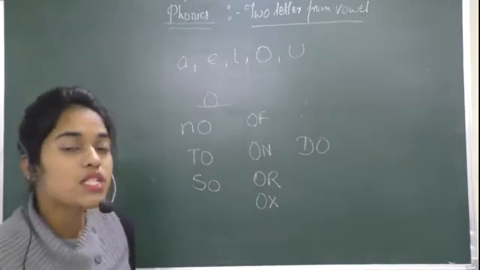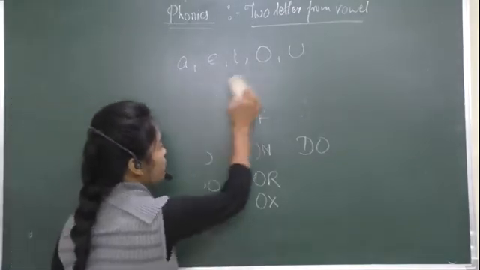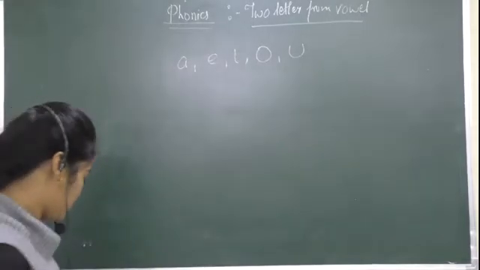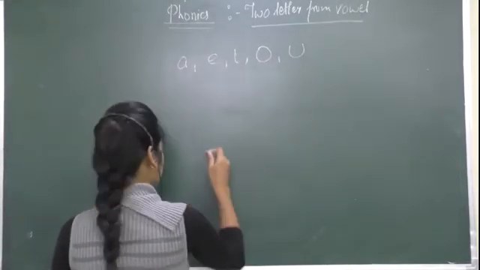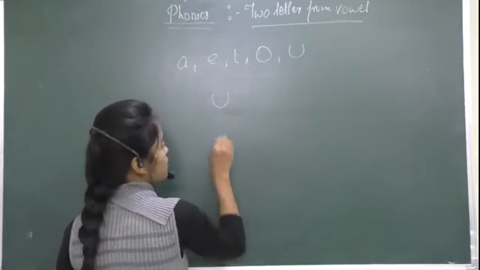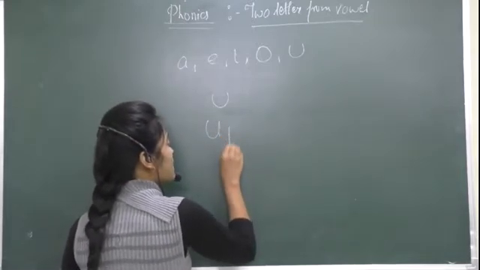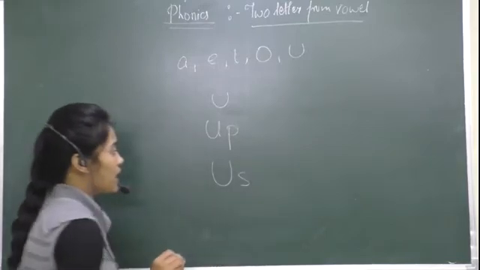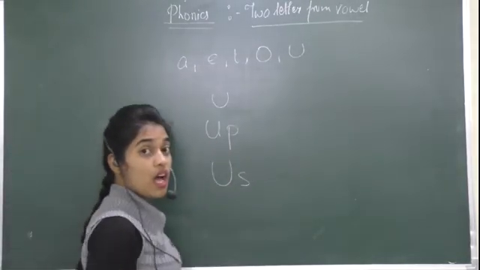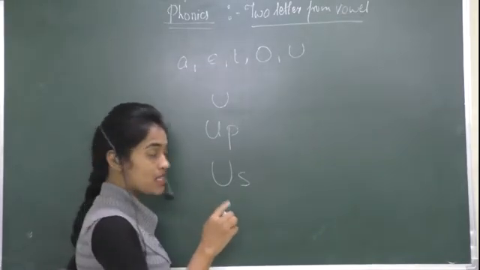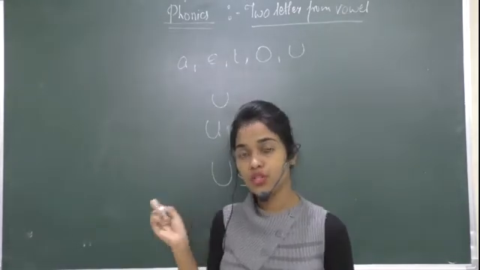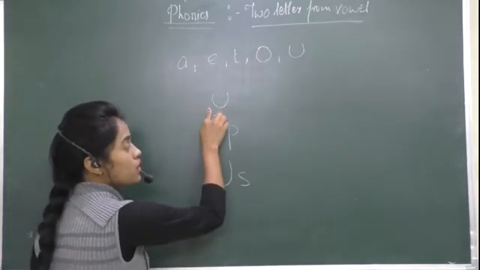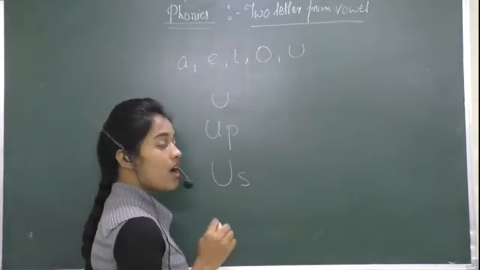Our next vowel is U. What words can I make with U? U as in up, U as in us. U-P, up. U-S, us. So the words I made from the vowel U are up and us.